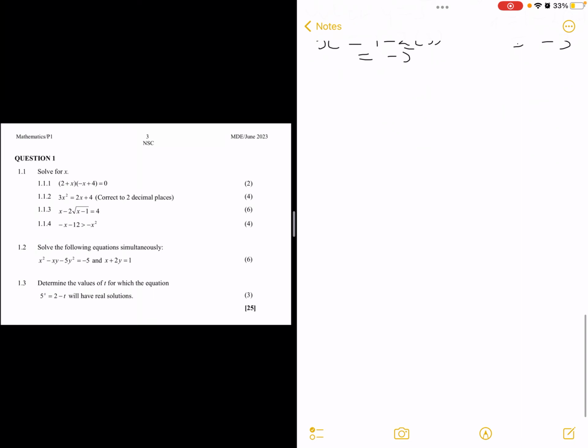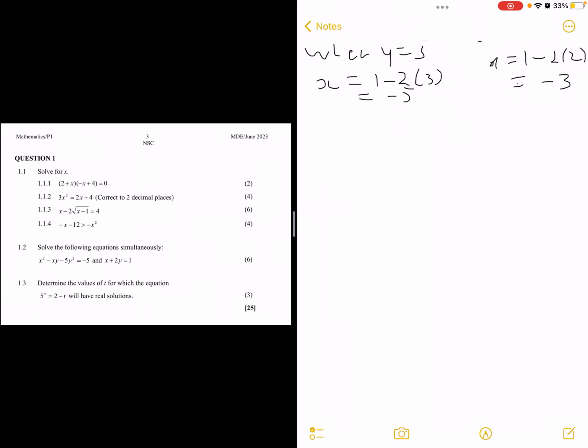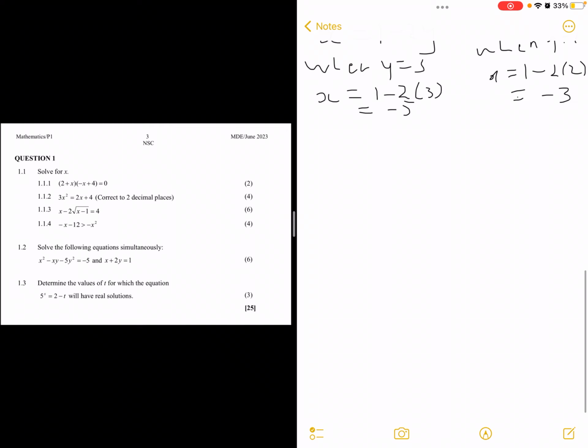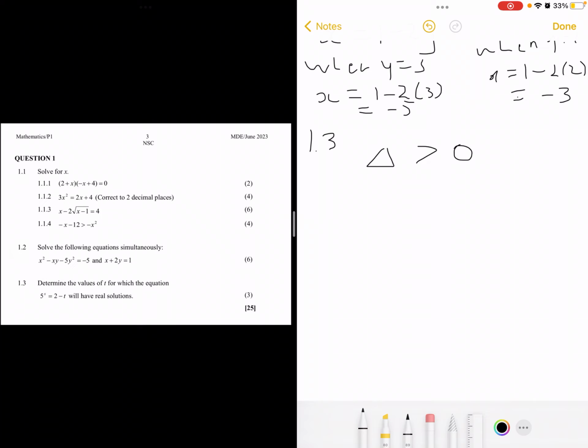And let's try and now do quickly 1.3. In 1.3, you say determine the values of t for which the equation 5 to the power of x is equal to 2 minus t will have real solutions. Now, when we talk of real solutions, we talk of the discriminant being greater than 0. Now, we've been given this equation that says 5 to the power of x is equal to 2 minus t.